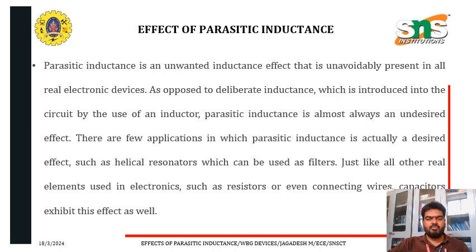Parasitic inductance is an unwanted inductance effect that is unavoidably present in all real electronic devices. As opposed to deliberate inductance, which is introduced into the circuit by the use of an inductor, parasitic inductance is almost always an undesired effect. There are a few applications in which parasitic inductance is actually a desired effect, such as helical resonators, which can be used as filters. Just like all other real elements used in electronics, such as resistors or even connecting wires, capacitors exhibit this effect as well.